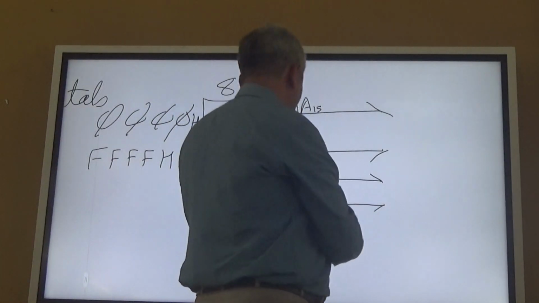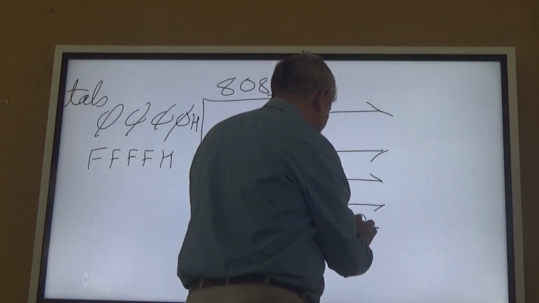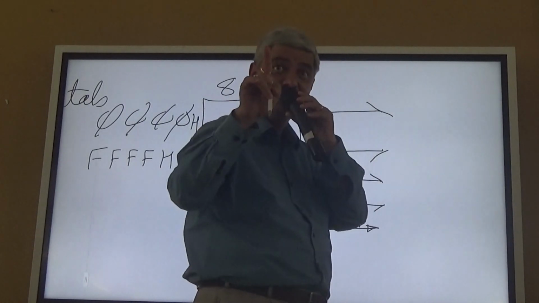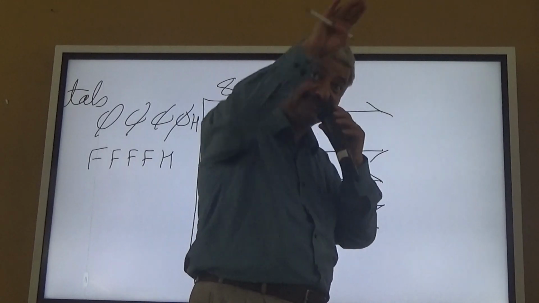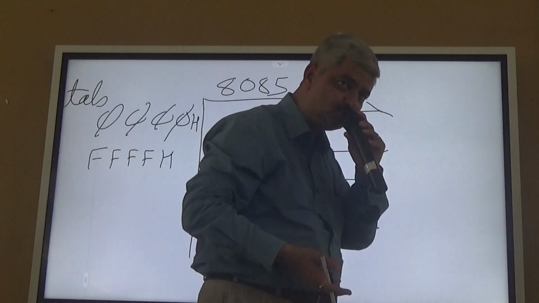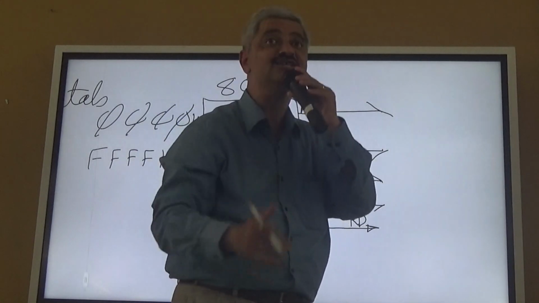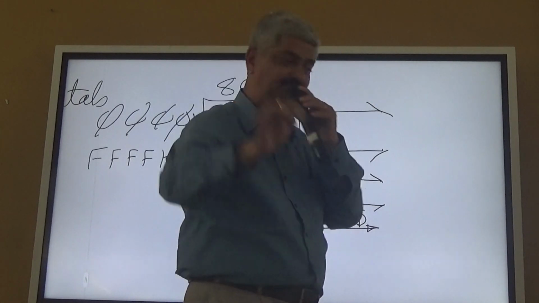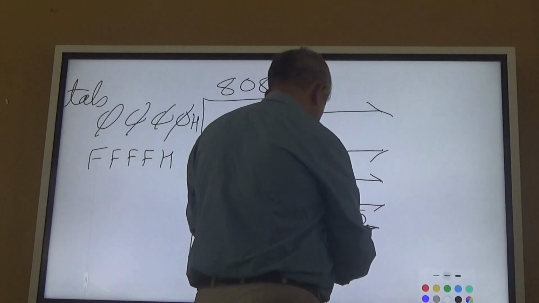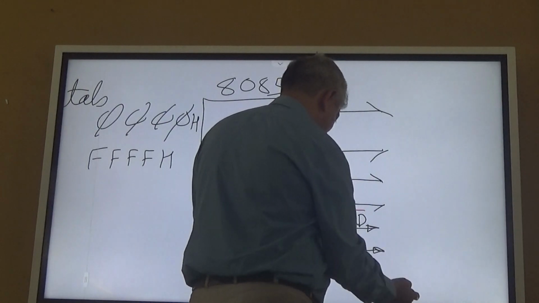The control line which is activated for reading is called read bar. Is it clear? Bar indicates it's active low, which means whenever the microprocessor wants to read a memory location, it will make it low. When high, it is not active. Is it clear? Similarly, there is another output line called write bar.